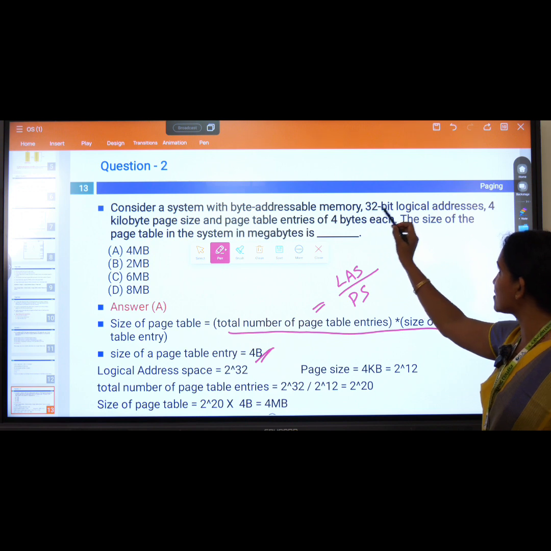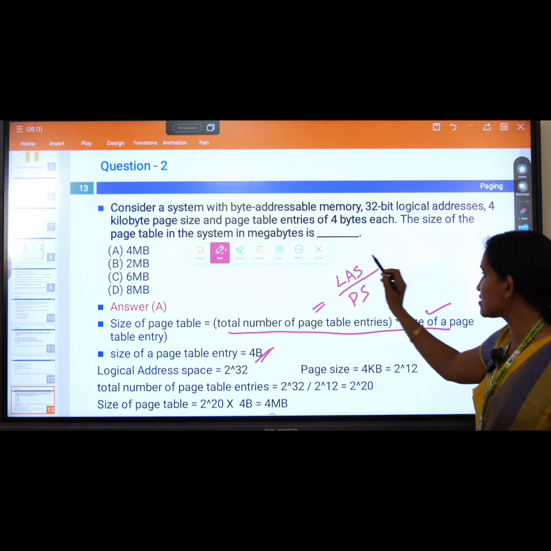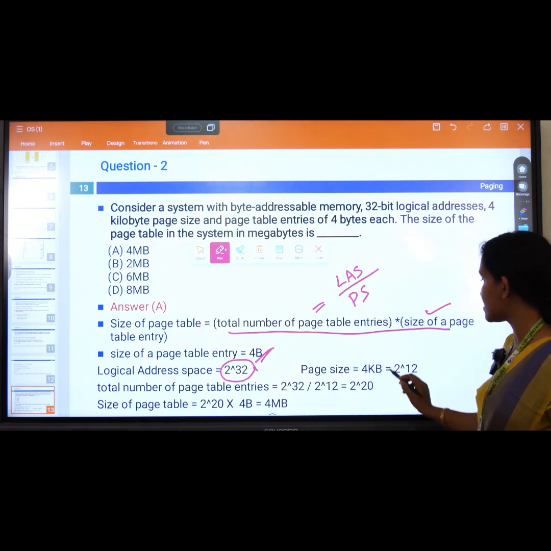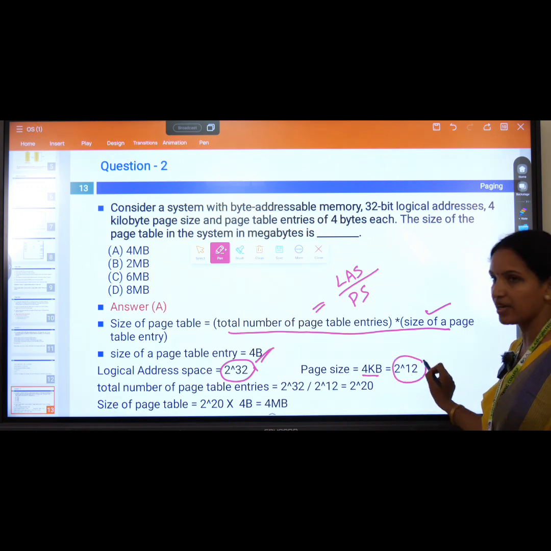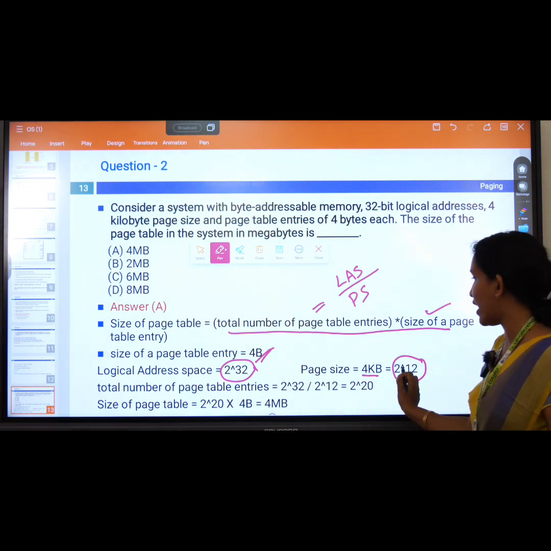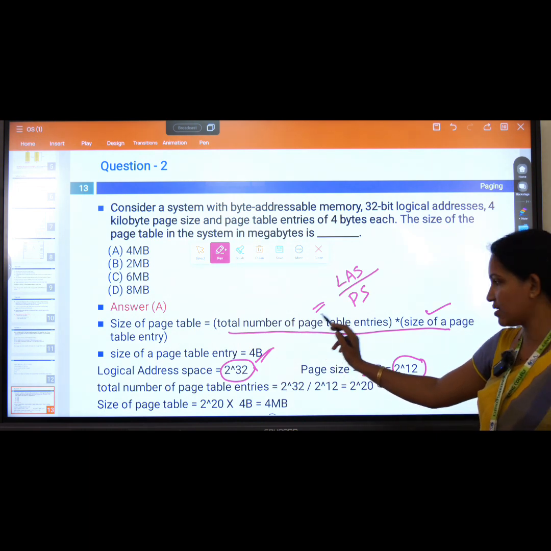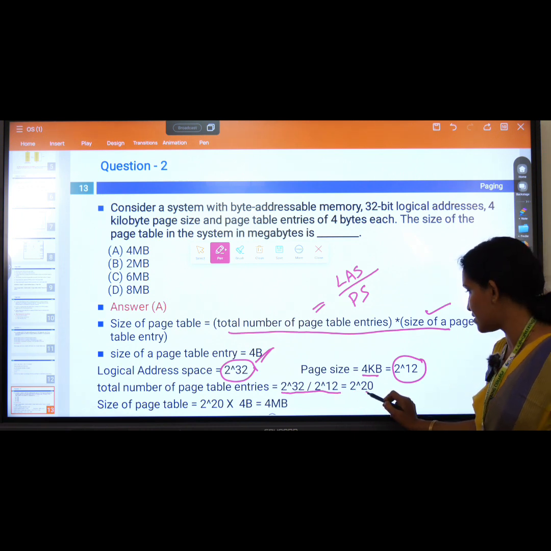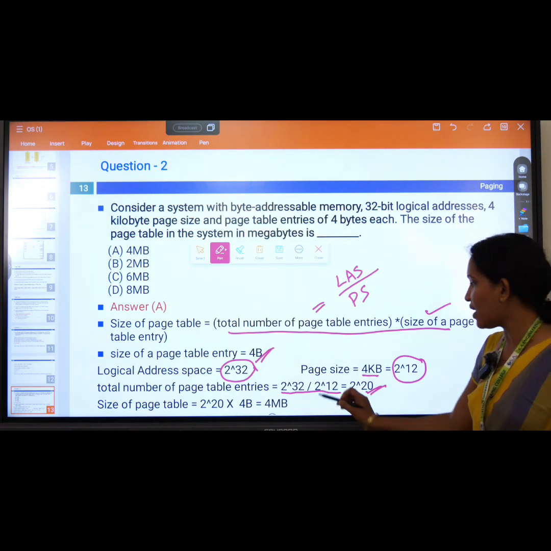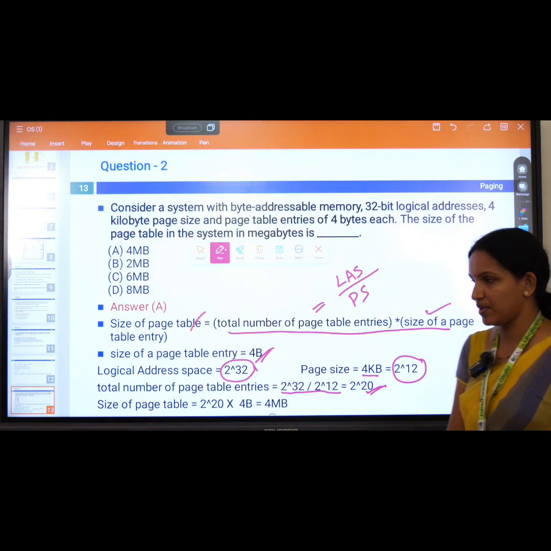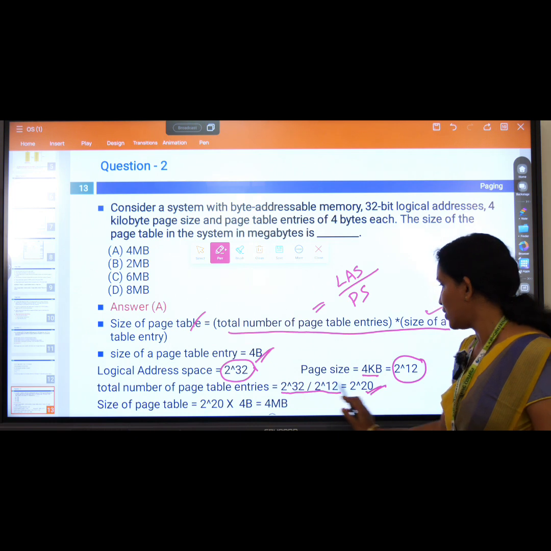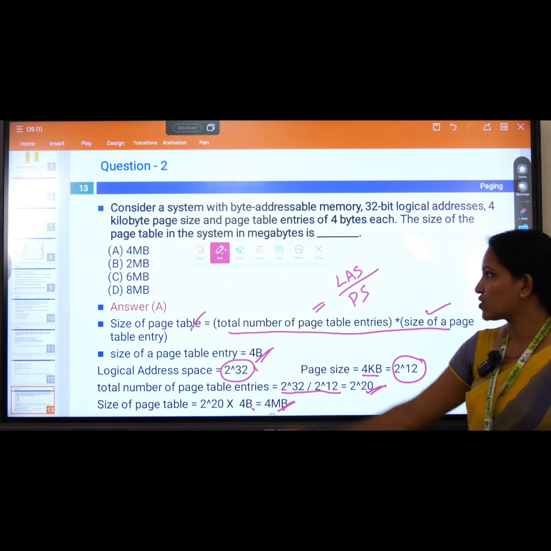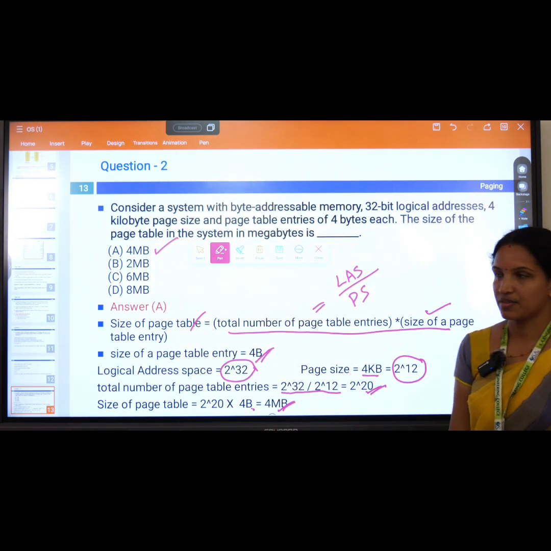Here in the question it is given as the logical addresses are 32-bit long, which means the logical address space is 2 to the power 32. And the page size is given as 4 KB, which is equal to 2 to the power 12. So you can divide these two values to get the total number of page table entries, which is equal to 2 to the power 32 divided by 2 to the power 12, which is 2 to the power 20. Now we can find out the size of the page table. So size of the page table is equal to 2 to the power 20 into 4, which is equal to 4 MB. So here the option A is correct.